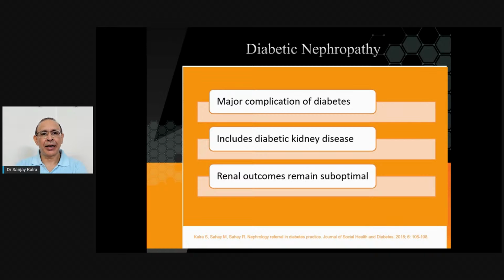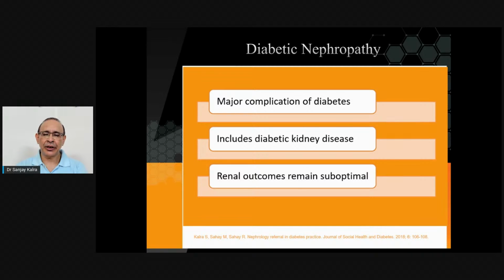Diabetic nephropathy or diabetic kidney disease is a major complication of diabetes. It's an important complication because, number one, it is very common. Number two, the treatment is quite challenging. And number three, in spite of our best efforts, sometimes the outcomes are suboptimal. And this leads to an unnecessary burden of end stage renal disease.